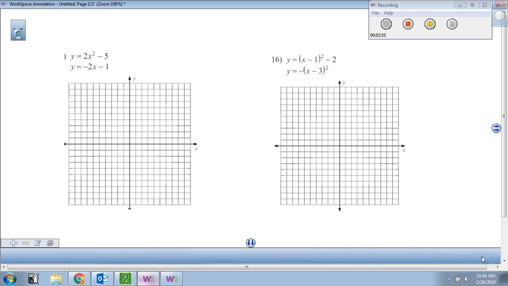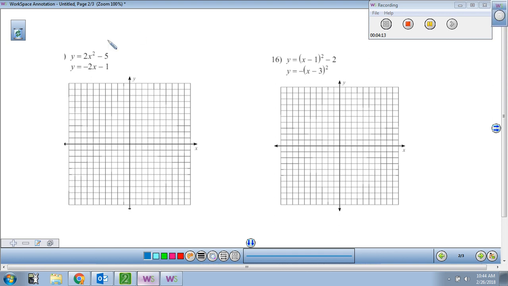So we could either have a system of quadratic-quadratic, so 2 quadratics together, or we could have a system of linear quadratic, okay? So something like this. This would be a linear quadratic.